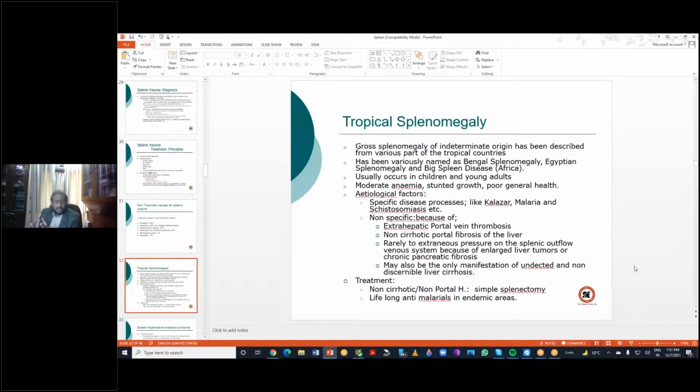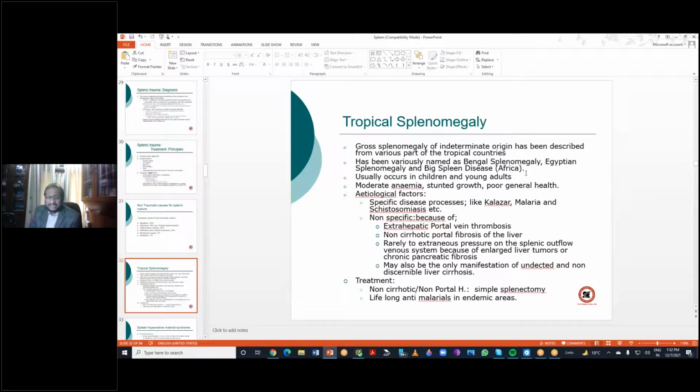Now coming to tropical splenomegaly, and this is a very important topic for the reason that it always leads to gross splenomegaly of indeterminate origin. It has been described from various parts of the tropical countries. That is why it is known as tropical splenomegaly. Other names which have been assigned to it: Bengal splenomegaly, Egyptian splenomegaly, big spleen disease in Africa, but they are all confusing terms. It usually occurs in children and young adults. These present with moderate anemia, stunted growth, poor general health.